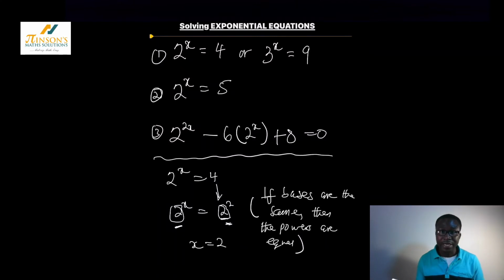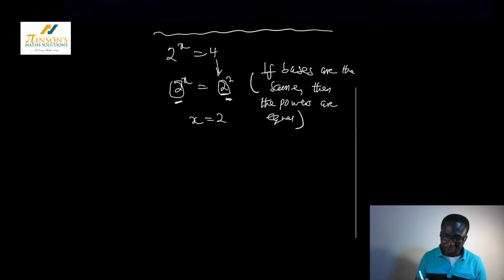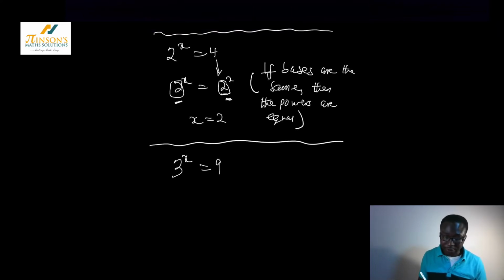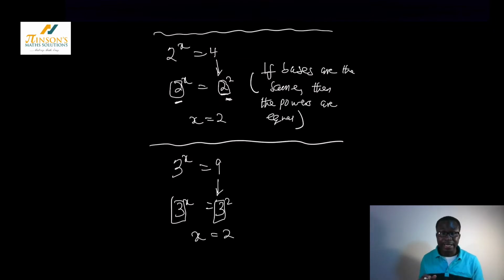We could use the same idea to solve for 3 to the power x equals 9. Okay, so we could say that 3 to the power x is 9. Basically 9 is the same as 3 squared, which is of course 3 to the power x here. Again, by our statement, if the bases are the same on both sides, then the powers must be equal. Again, we've solved that.